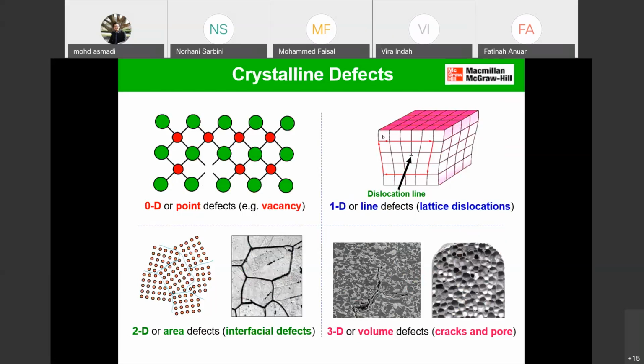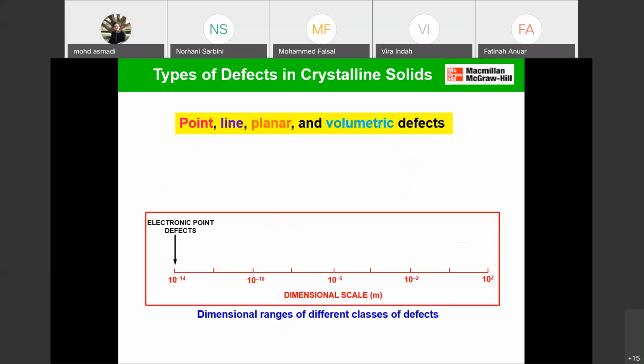So three-dimensional microscopic or bulk defects we can also include. This one is 3D, or volume defects. For example, cracks, pores, and also foreign inclusions. That is the 3D defects or volume defects. Look here, it is much larger. So what is the difference, or how can we distinguish this 0D, 1D, 2D, as well as 3D? We can see from the size of the defects: point, line, planar, as well as volumetric defects.